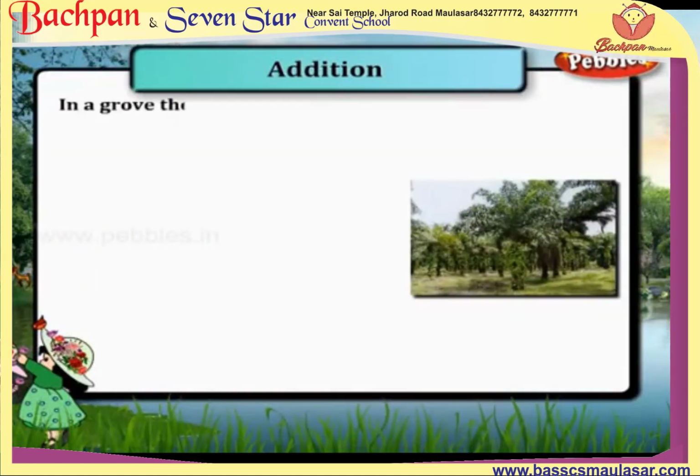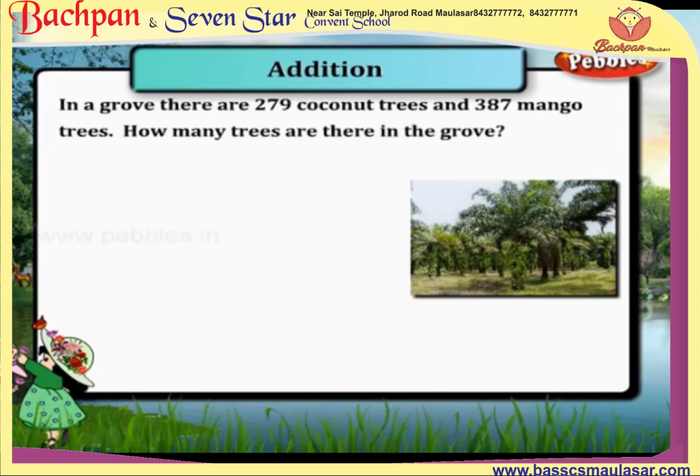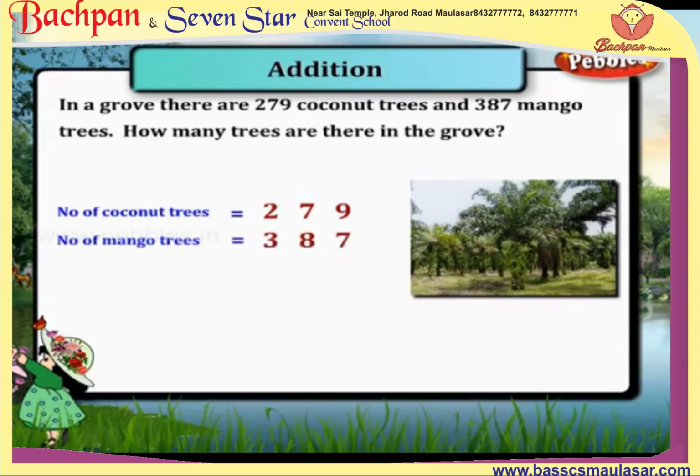In a grove, there are 279 coconut trees and 387 mango trees. How many trees are there in the grove? Number of coconut trees is equal to 279. Number of mango trees is equal to 387.